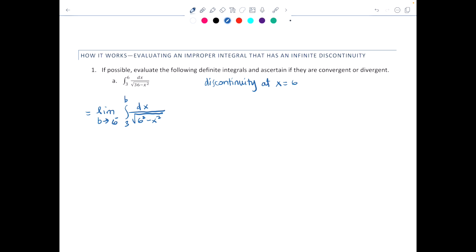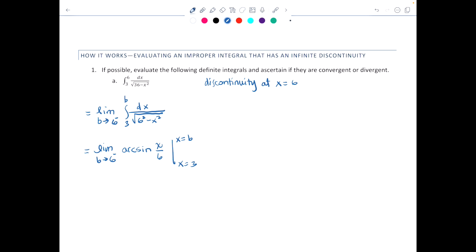Now that in turn will be equal to the limit as b approaches 6 from the left side of arcsine of x over 6, evaluated from x equals 3 to x equals b. Cool so far?